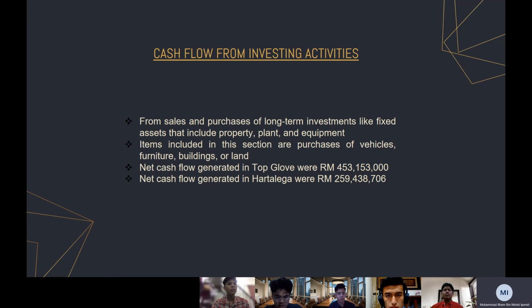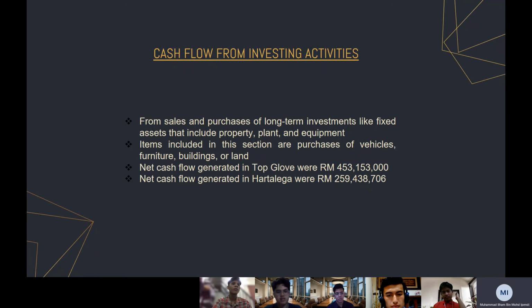From the company annual report, net cash flow generated from investing activities in Top Glove was 453,193,000 ringgit. The major factor to the amount is dividend received from their subsidiaries, which is over 1 billion ringgit, which is massive. Meanwhile, net cash generated from investing activities in Harta Lega Berhad was 259,438,706 ringgit. A lot of cash inflow in these activities came from income received and dividend received.